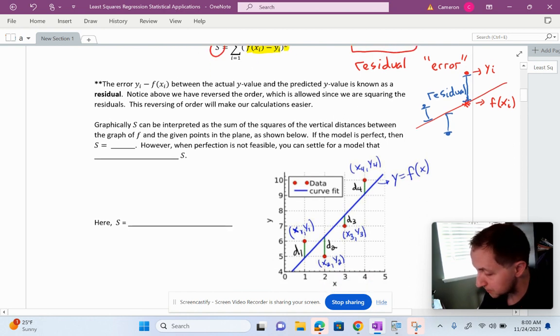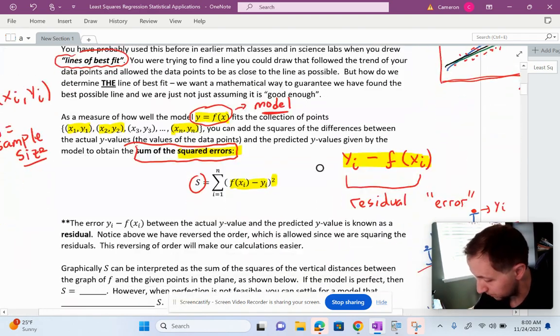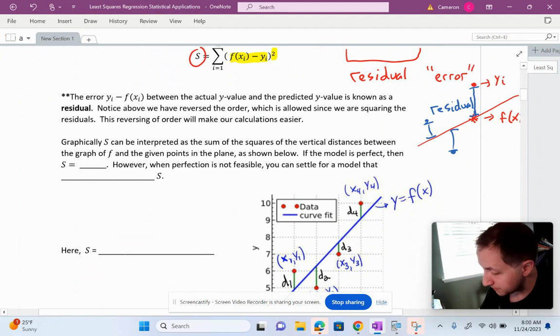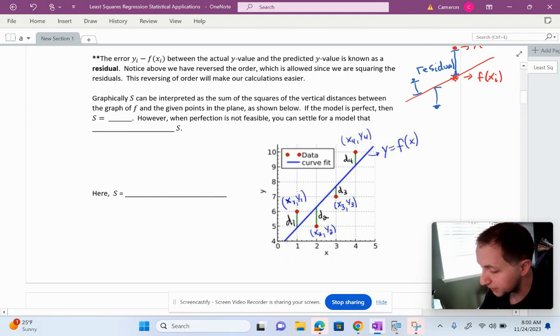S can be interpreted as the sum of the squares of the vertical distances between the graph of f and the given points in the plane, as shown below. I just came up with an example here that I graphed for you.